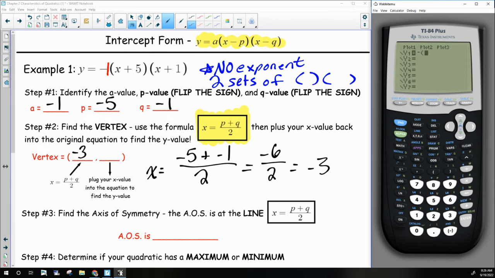So negative parenthesis x plus 5 parenthesis, another set of parentheses, x plus 1. Make sure that the sign out in front, you use the negative button in your calculator, not the minus. Remember, if you're ever putting things in your calculator and it gives you an error, you probably mixed up the minuses and the negatives. So just always double check that. You can't see it, but I have a negative out front.